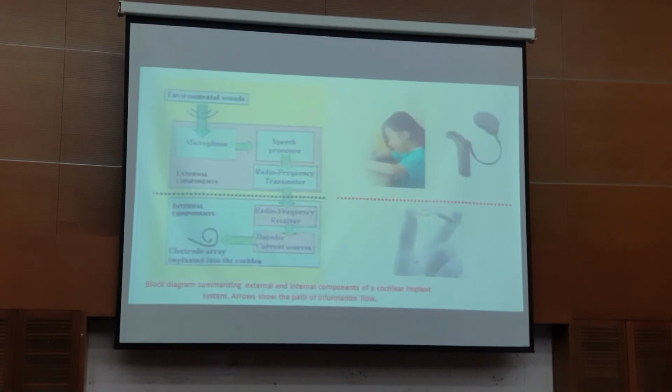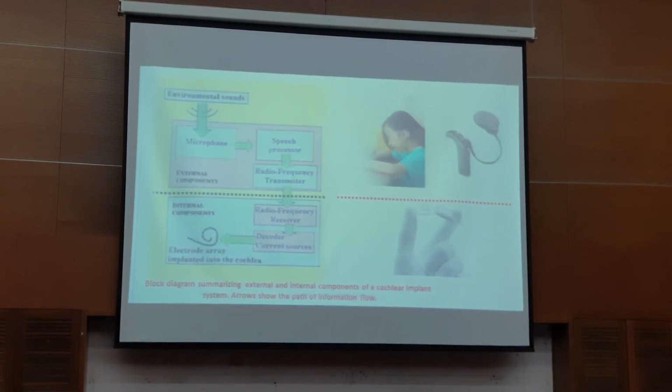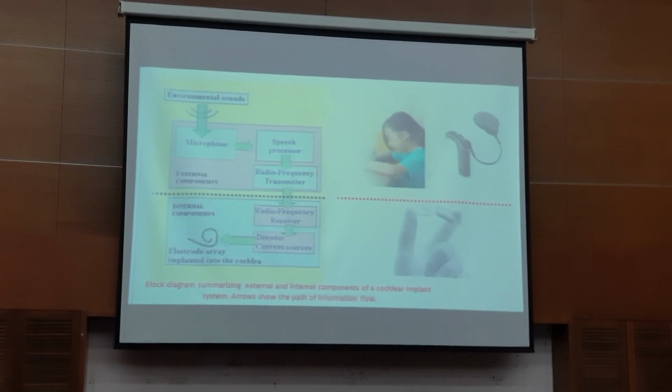Basically you know that there are two parts, right? Internal and external. This is the processor outside, which the child is using, and this is the implant. When we say implant, it's actually this internal part. So I use the term cochlear implant system. It's a system when you have the internal and the external.